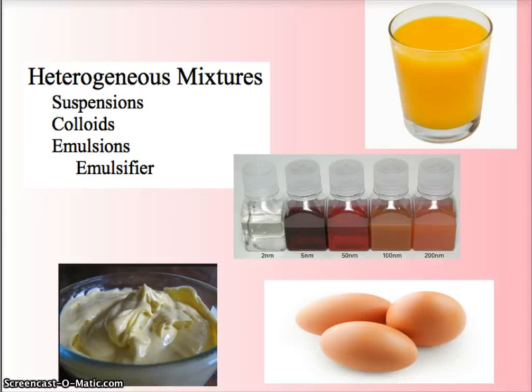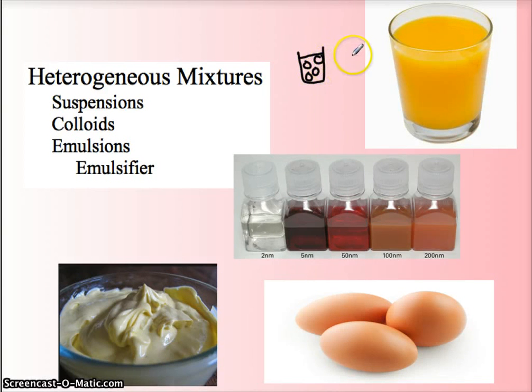We have discussed earlier in the class about heterogeneous mixtures. You may remember that heterogeneous mixtures do not have the same proportions as homogeneous mixtures. If you have a heterogeneous mixture and you take a certain part of it, it may have different proportions than any other part, whereas a homogeneous mixture will have the same identical proportions.